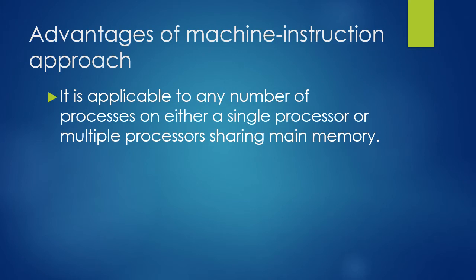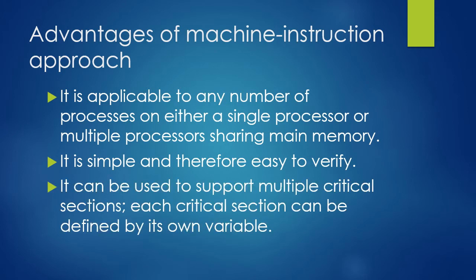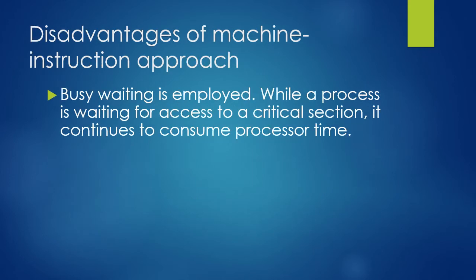The use of a special machine instruction to enforce mutual exclusion has a number of advantages. It is applicable to any number of processes on either a single processor or multiple processors sharing main memory. It is simple and therefore easy to verify. It can be used to support multiple critical sections. Each critical section can be defined by its own variable.